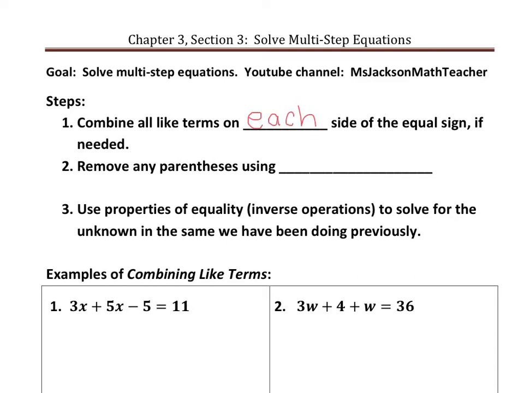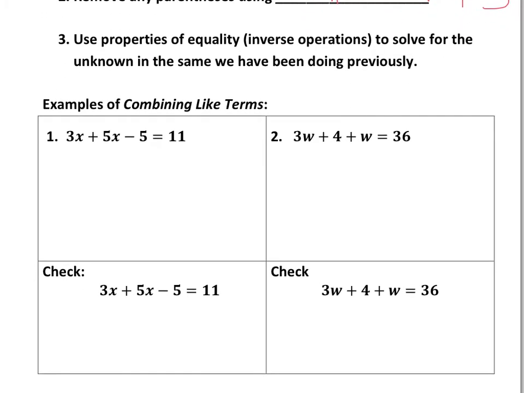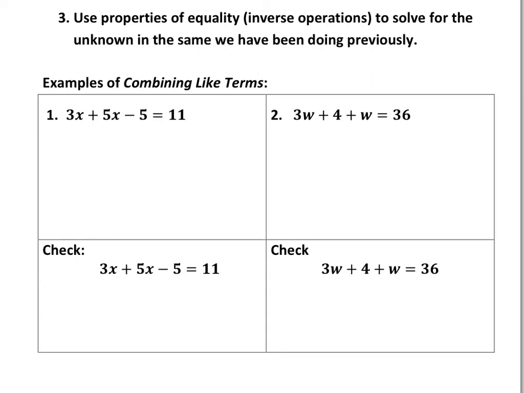The second thing is remove any parentheses. And as we know, we use the distributive property to do that. We've got a lot of experience using the distributive property. And after you do both of these things, you're going to use the same properties of equality and inverse operations as we've been doing to solve for the unknown. Okay? So let's take a look at a couple of examples where we're combining like terms.